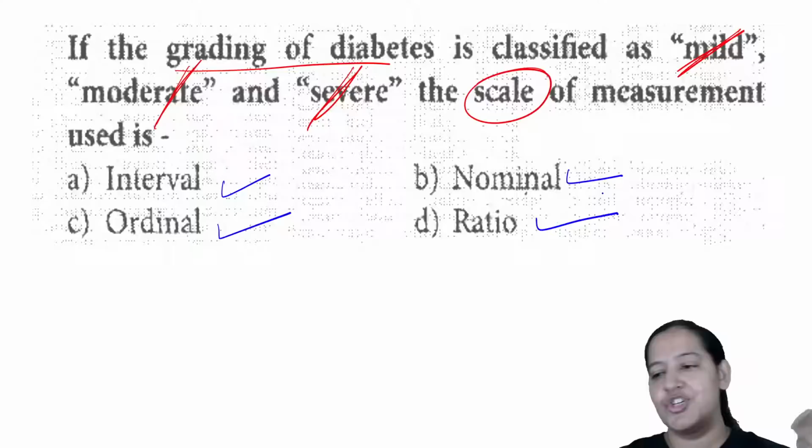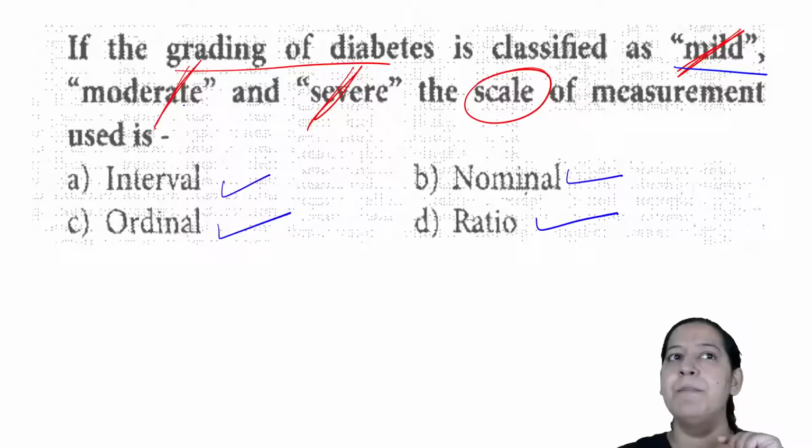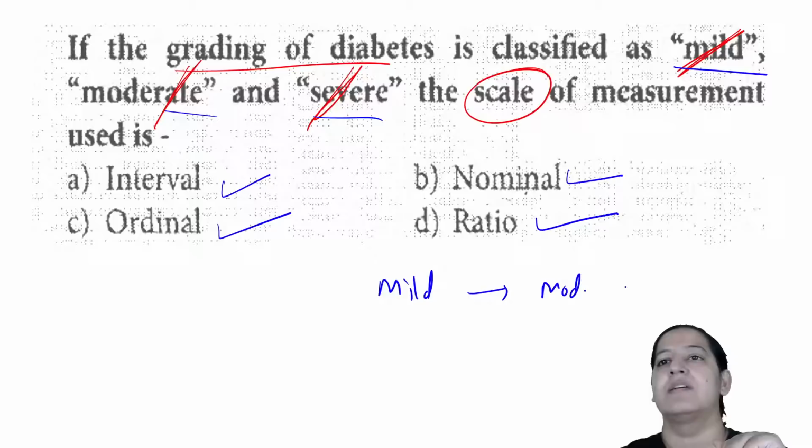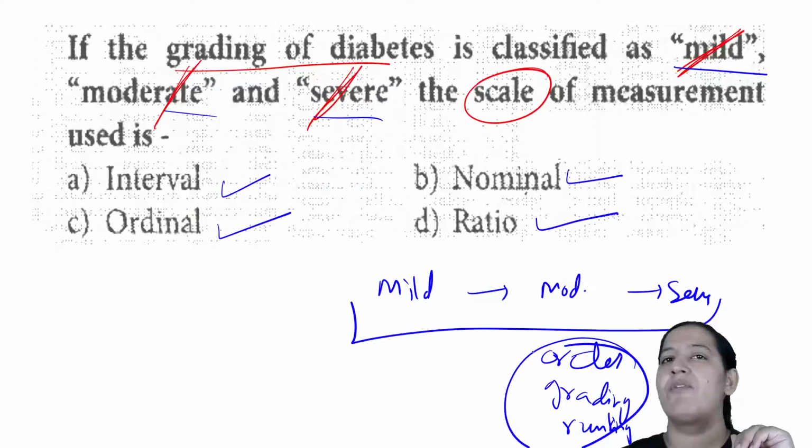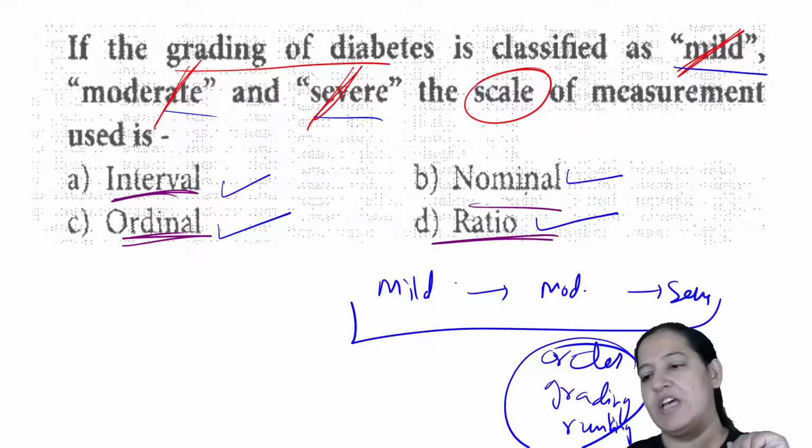I'm giving you a clue: grading. Grading here: mild, moderate, severe. I'm giving you an order: first mild, then moderate, then severe. There is a particular order, a particular grading, a particular ranking. So on which scale do we measure order, grading, and ranking? The 4 options are interval, ordinal, nominal, or ratio. Who will tell me the correct answer?